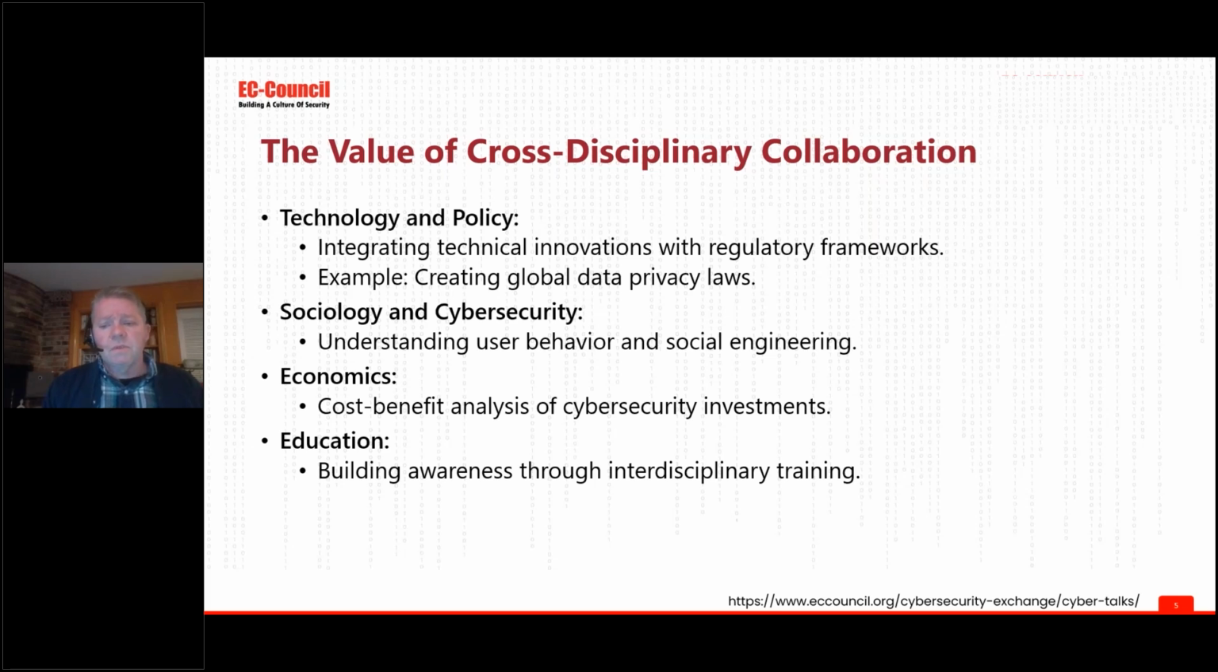And the last one on this section that we're talking about is value, education. We need to build awareness through interdisciplinary training. What that means is, from a security standpoint, when I worked as an information security officer, it was very important to understand what the business really was. What were we doing? What is our product? What are we generating revenue with?